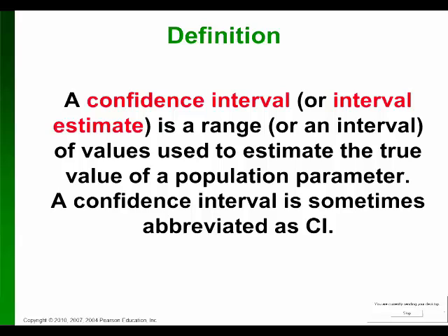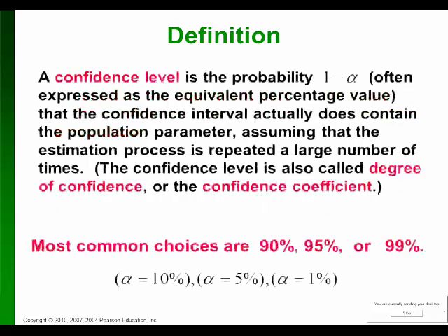A confidence level is the probability 1 minus alpha, often expressed as a percent, that the confidence interval actually does contain the population parameter. Now, what does that mean? Population parameter, we're going to talk about population proportion and population mean. So those are the two parameters we're talking about.